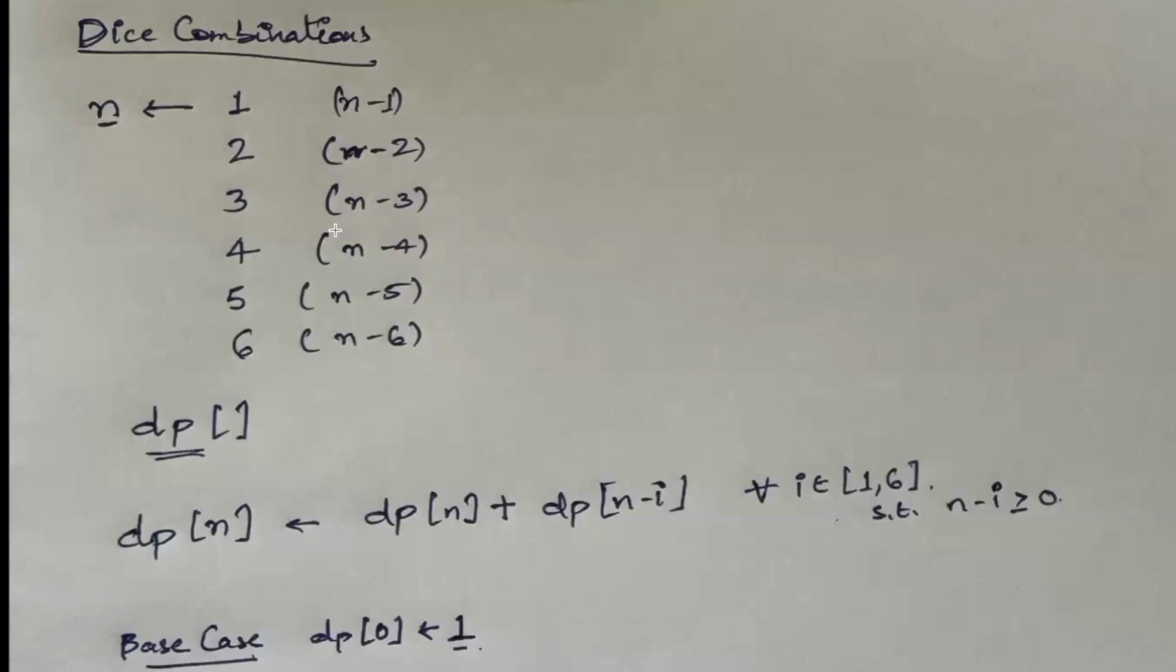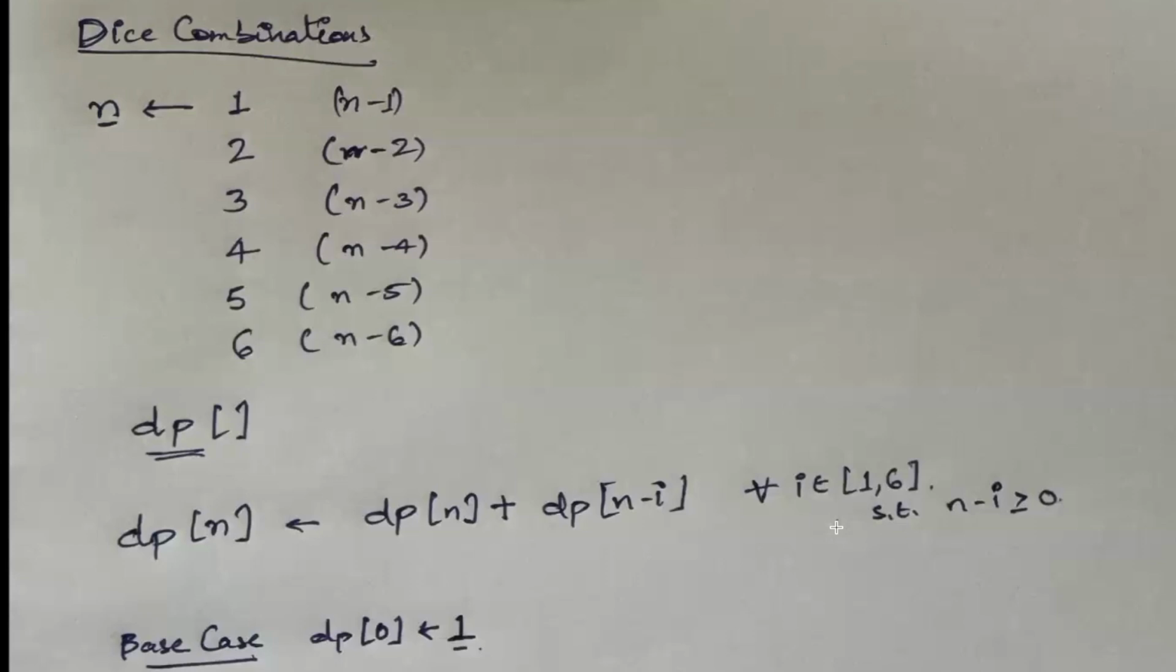Now, how can we solve it? Well, we'll keep an array, let's name it dp, and dp of n would denote the number of ways you can obtain the result n by throwing dice, say, m number of times. So dp of n can be reached by 1 and n minus 1, 2 and n minus 2, and so on and so forth till 6 and n minus 6. So we add the number of ways n minus i for all i belonging to 1 to 6 such that n minus i is greater than or equal to 0.